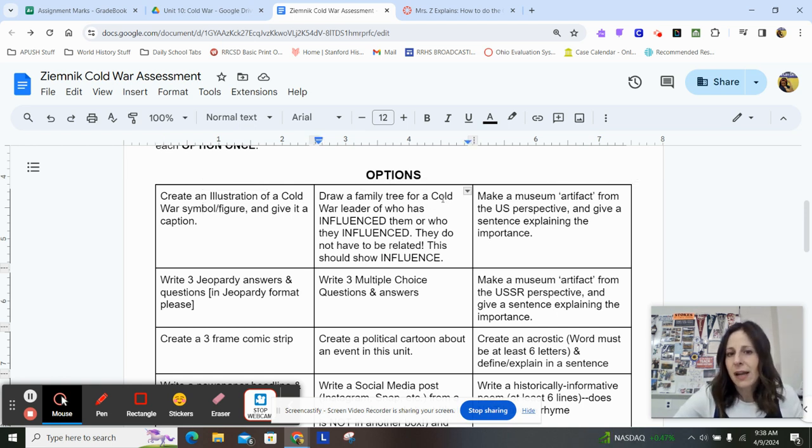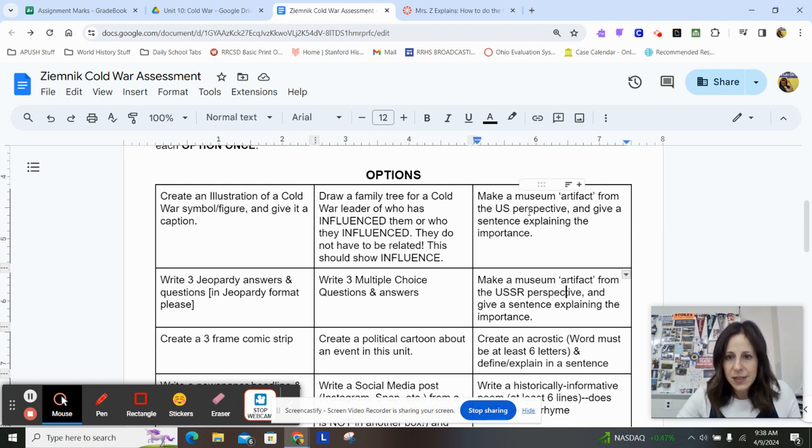The family tree one is kind of cool. This is not their actual family tree. This is a family tree of who this person may have influenced. So let's say you're going to pick Mao Zedong, and you would say, who has he influenced? Who are communists underneath him that are influenced by him and try to do similar things? Or who is he influenced by? You can take a concept like the space race and have a family tree and show the different things that are influenced by the space race. Okay, so it's all about the influence. That's what that one's about.